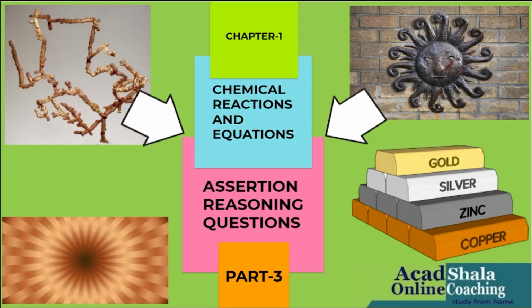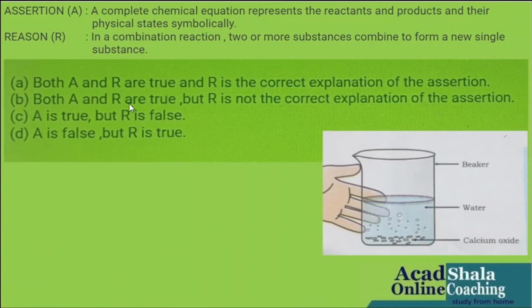So let us start with the first question based on assertion reasoning. The first question goes like this. Assertion: A complete chemical equation represents the reactants and products and their physical states symbolically. Reason: In a combination reaction, two or more substances combine to form a new single substance.